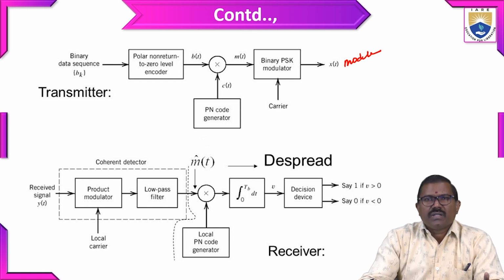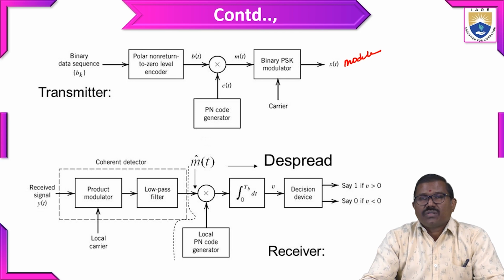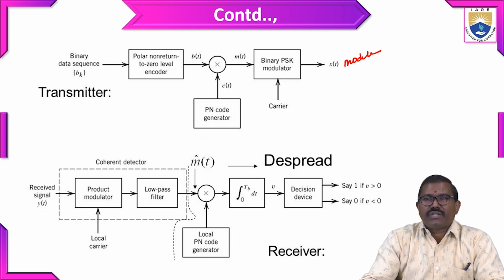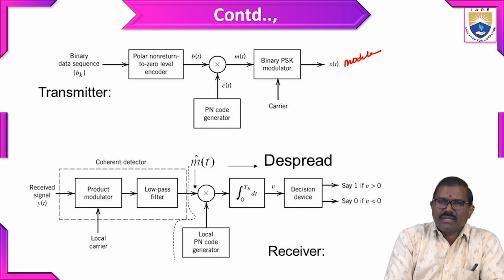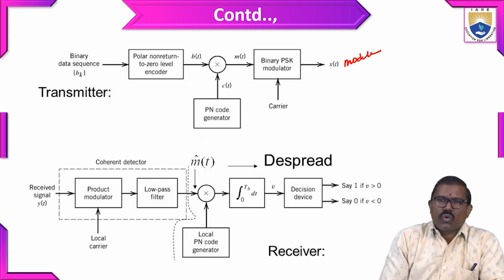We come to the receiver. Here we use the coherent detector, because the transmitter uses binary phase shift keying. Coherent detection, as we already discussed, means the same phase information is used to recover the message signal. Here the coherent detection is used with a local carrier, which is the same as the carrier used in the transmitter.